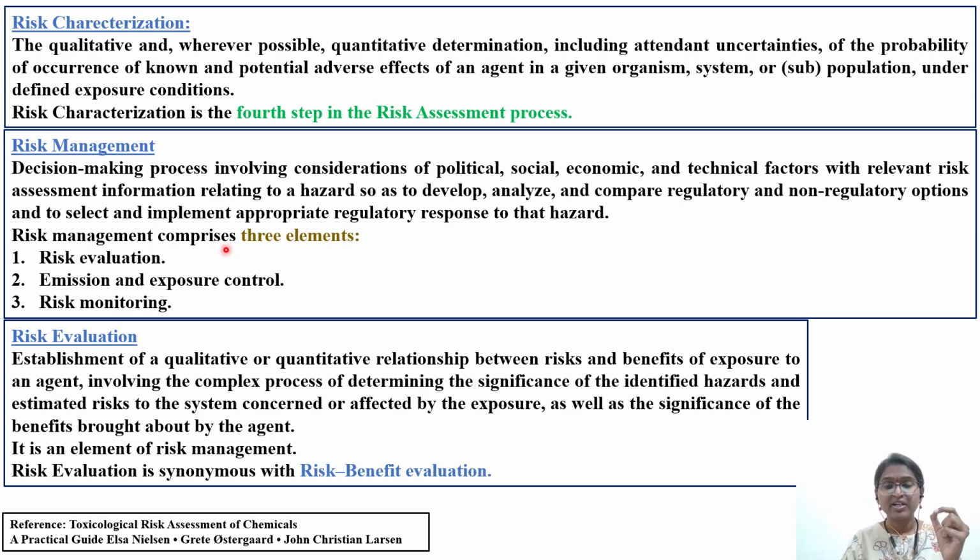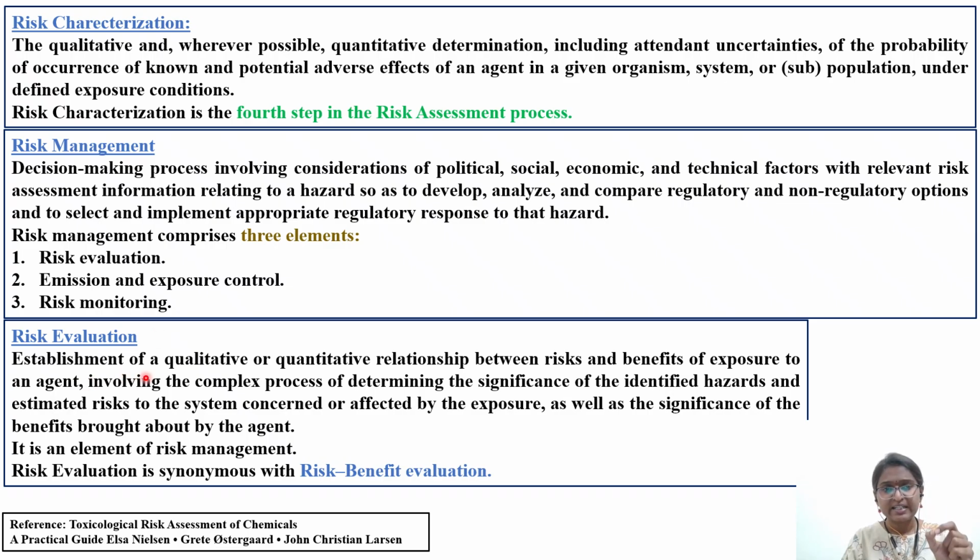Okay, so risk management comprises 3 elements: risk evaluation, emission and exposure control, risk monitoring. Once you make a decision, once you implement certain values, limits, then you have to make sure that implementation of those particular values will be there in the process. So for that reason, you need risk monitoring. So let's see what is risk evaluation.